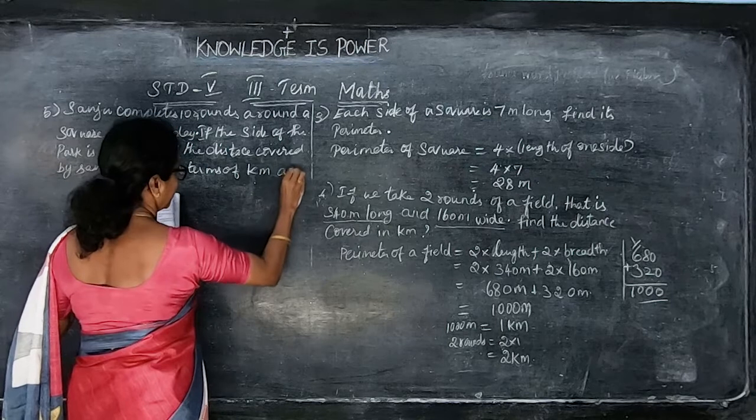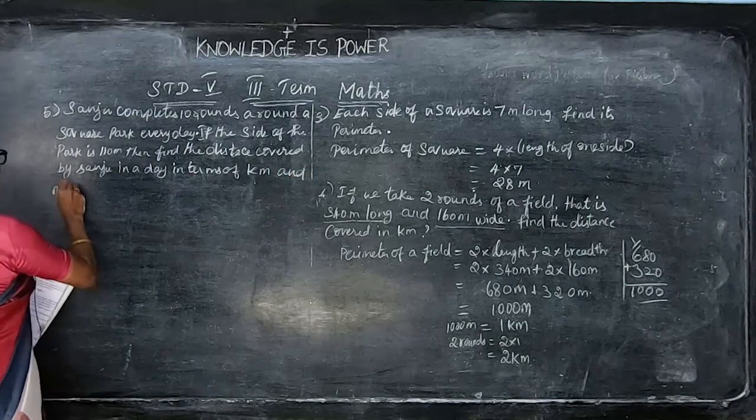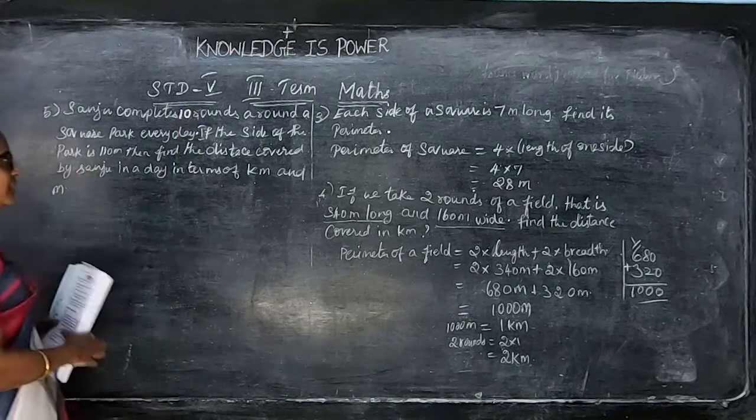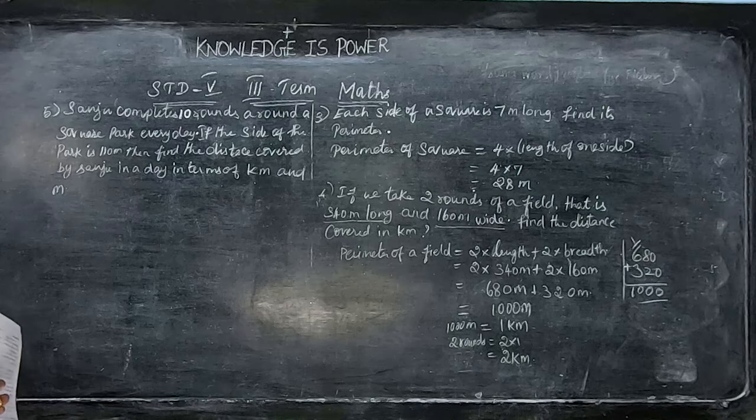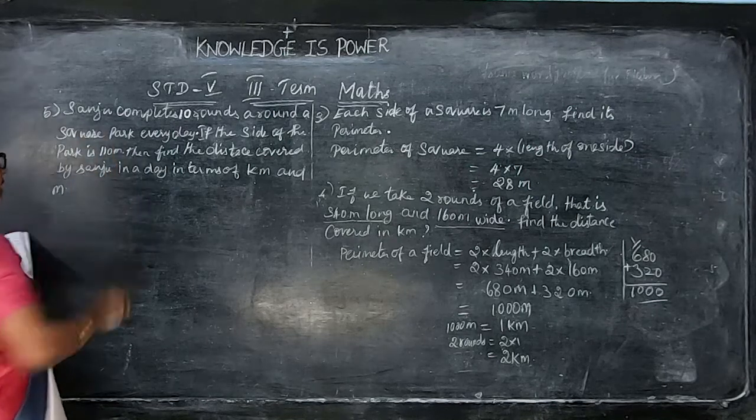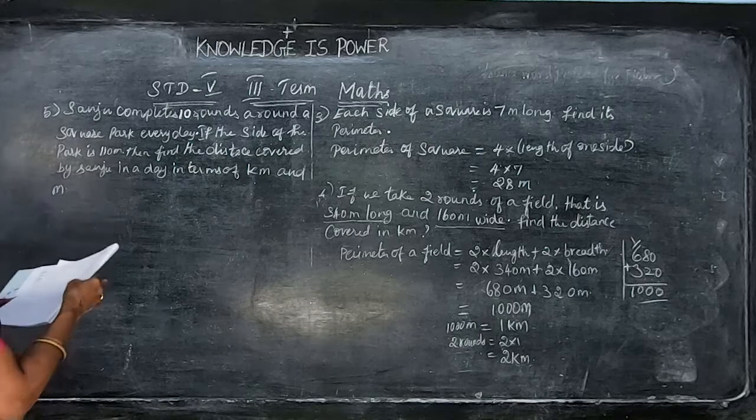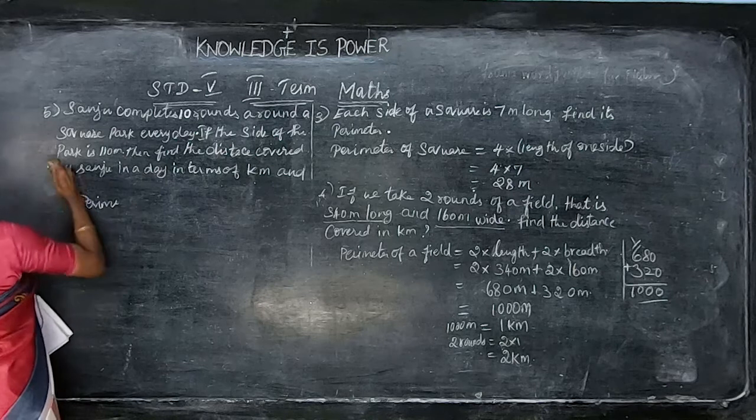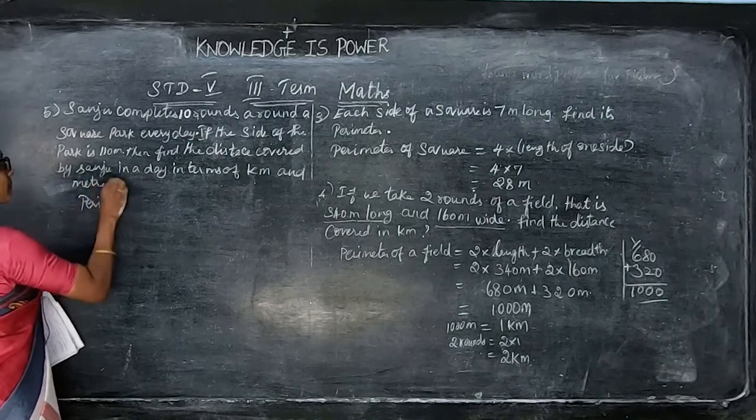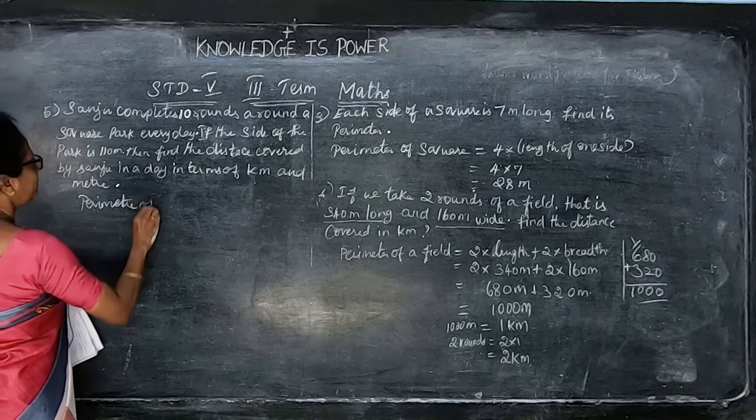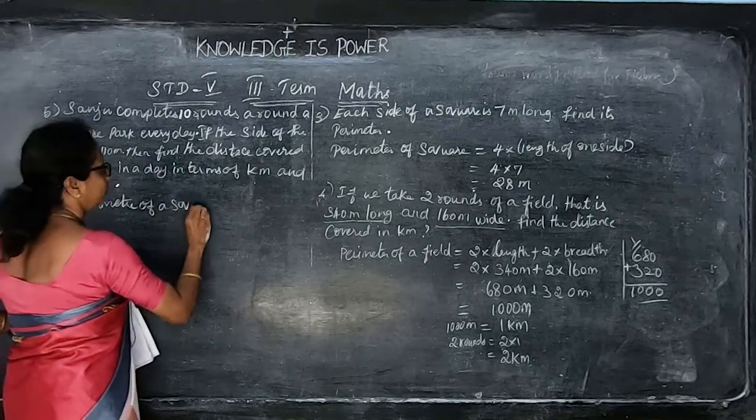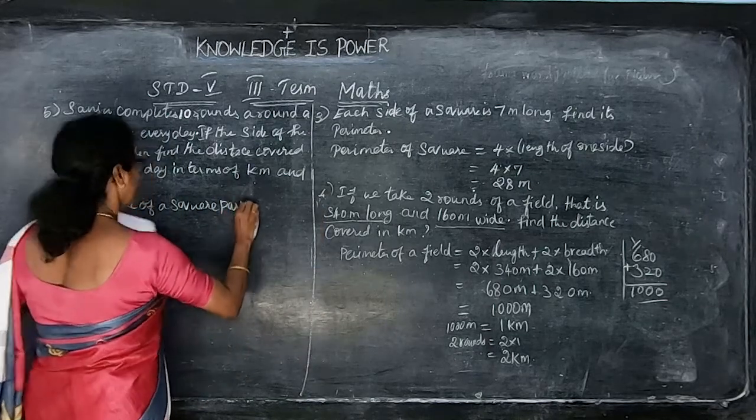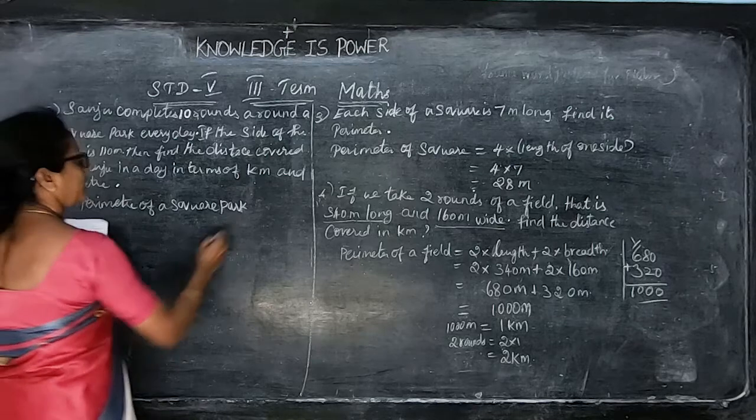kilometers and meters. So in this, Sanju completes 10 rounds around a square park every day. If the side of the park is 110 meter, then find the distance covered. 110 meter is given. So how much distance did he cover? First, the perimeter of a square park. That is equal to how many?